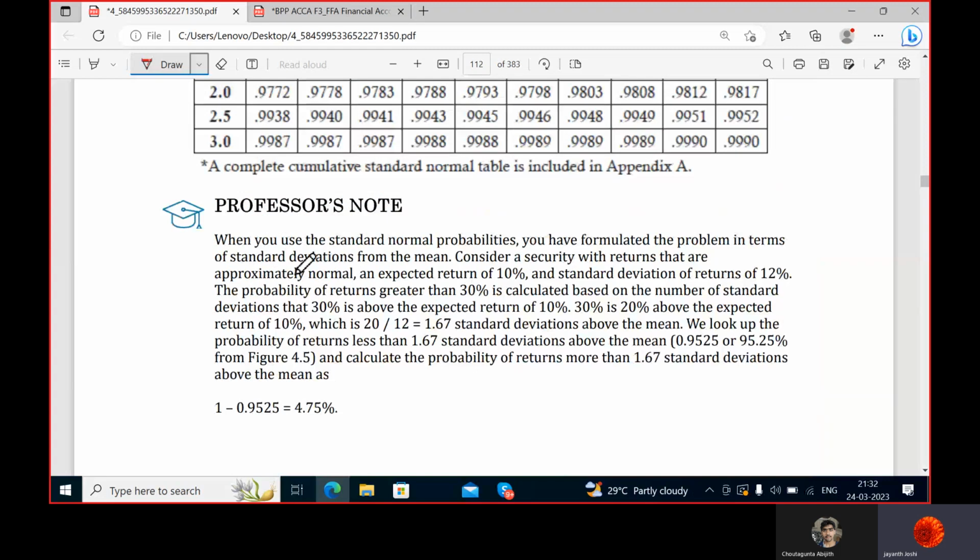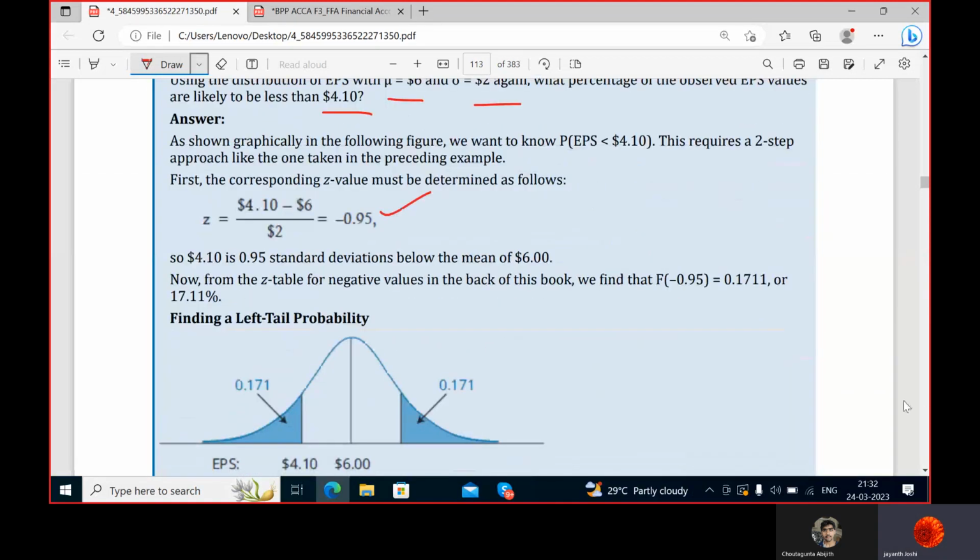When you use standard normal probabilities, you solve the problem in terms of standard deviations from the mean. Okay, this is not the data we are looking for. So minus 0.95 is below the mean, correct? This particular observed value is 0.95 standard deviations below the mean. Now for the Z table for negative values, in the back of this book, I think, on the back side: the Z table for negative values.